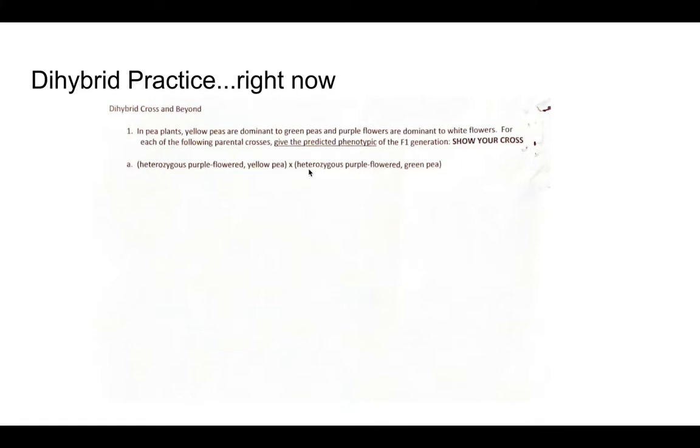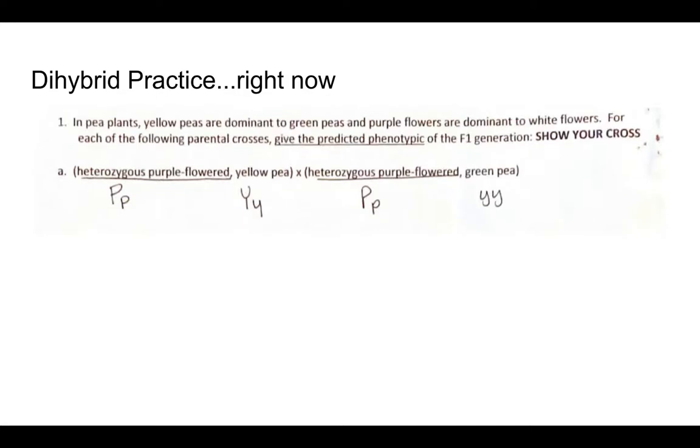This individual is heterozygous again for the purple flower, but is green pea. Green peas are recessive, remember? So only one way to be recessive, only one possibility of a genotype. So think about, did you get heterozygous big P, little p, heterozygous big Y, little y for parent number one, and heterozygous big P, little p for purple, recessive for green peas. So these are the genotypes of the parents, and that's where we start.